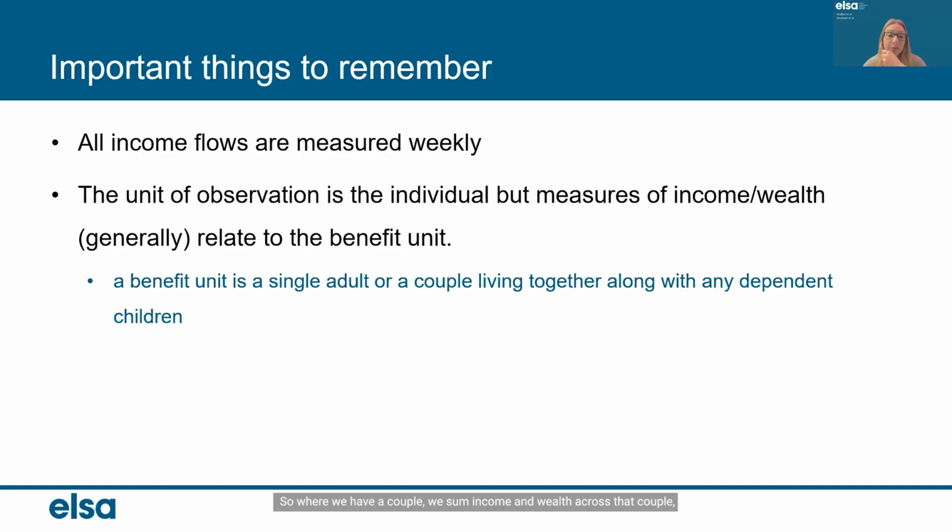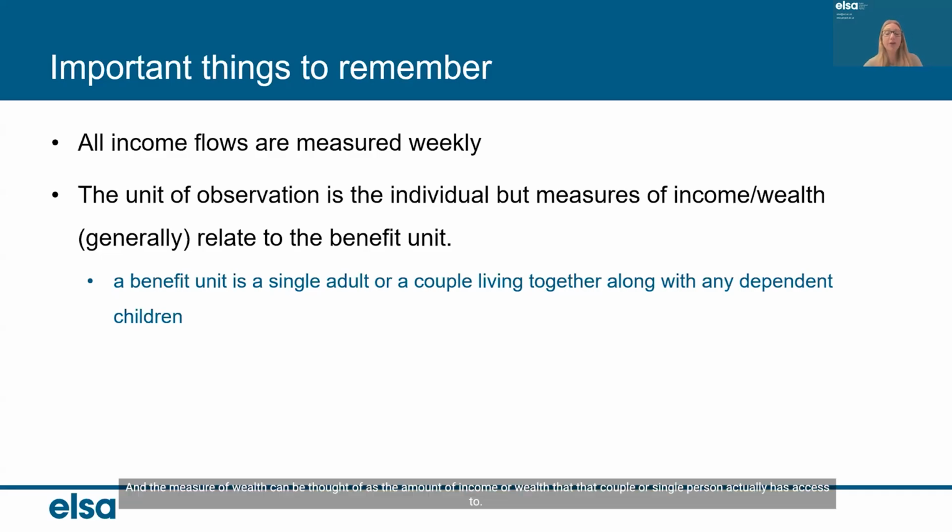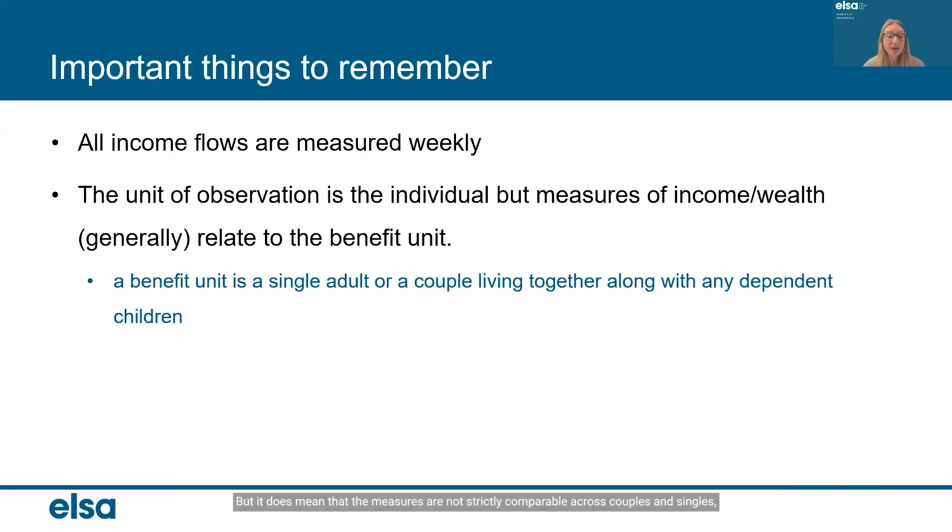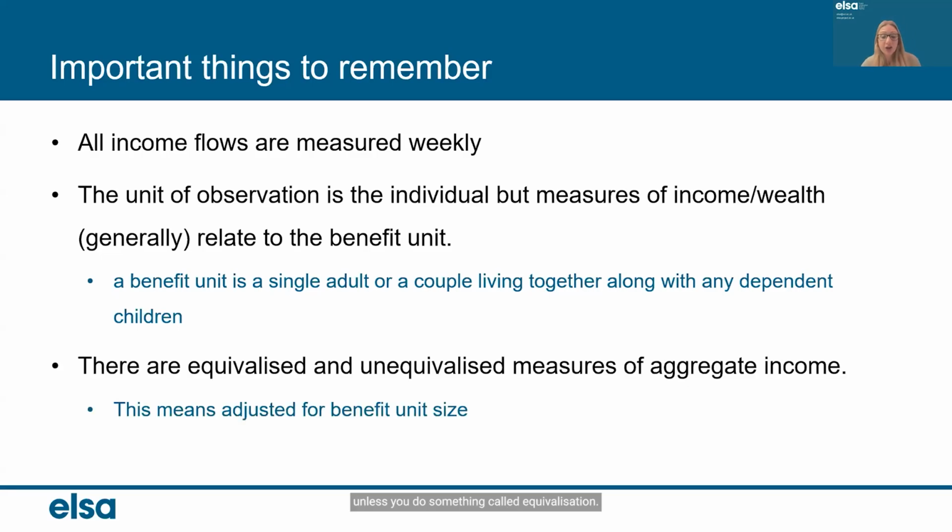So where we have a couple, we sum income and wealth across that couple. And the measure of wealth can be thought of as the amount of income or wealth that that couple or single person actually has access to. But it does mean that the measures are not strictly comparable across couples and singles unless you do something called equivalization. So equivalization is something that adjusts for these differing sizes of benefit units, and you will find both equivalized and unequivalized measures of income in the data.